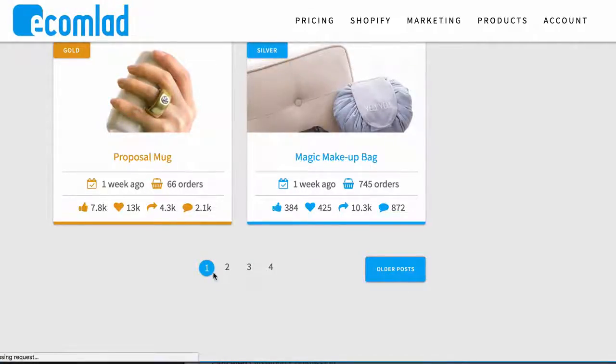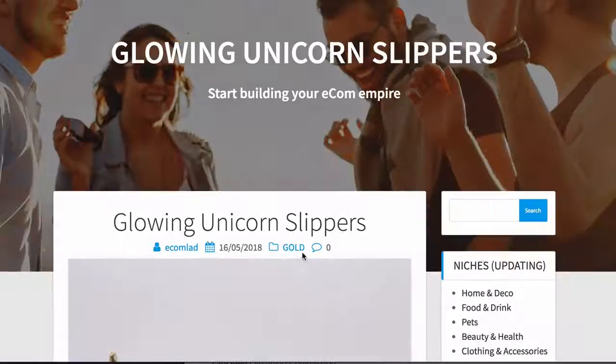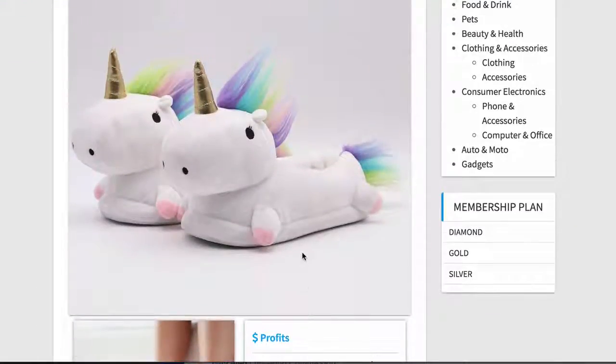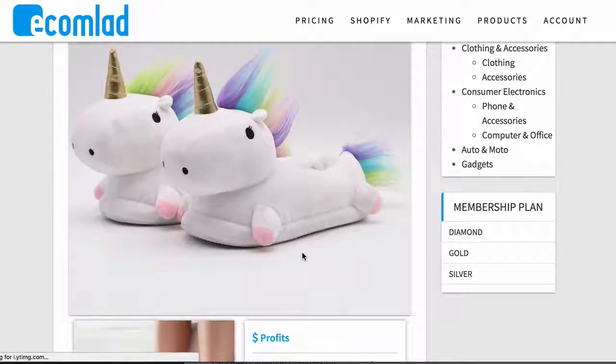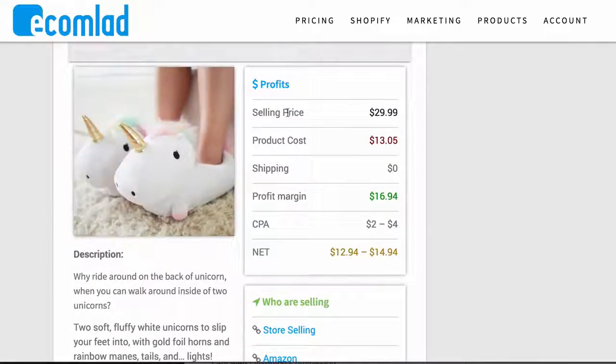But you can see here that it does give you, actually sold a lot of these, the glowing unicorn slippers. So let's actually look at this because it's actually a product that I've sold before in the past. You can see here that it gives you a little description or a little blurb of the product, of how many orders the product has done. But once you click on it, you can see that it gives you a little more detailed breakdown of what you can potentially sell this product at, the product cost, the shipping, the profit margin. When I was selling this product, I actually sold it for about $30 as well. So this is actually right on the money when it comes to the price that you should sell it at.